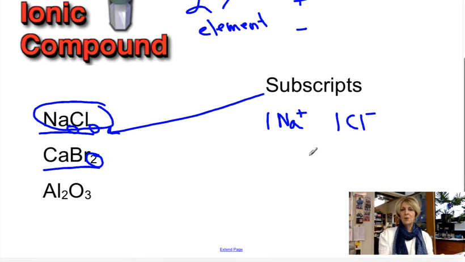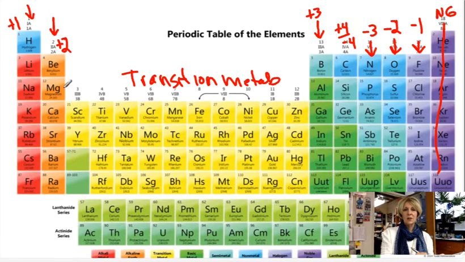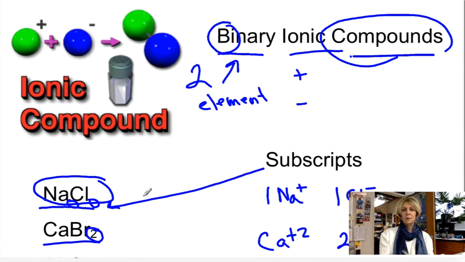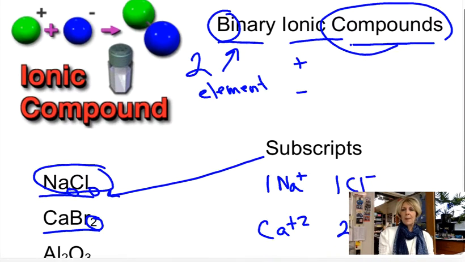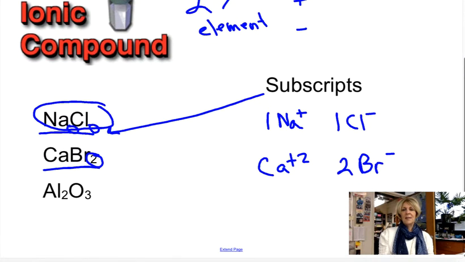CaBr2, that subscript means that I have 2 Br ions, and it means I have 1 calcium, which I know is a +2. If you don't know why it is a +2, it's because there's calcium right there, and it is a +2. So let's look at these subscripts.